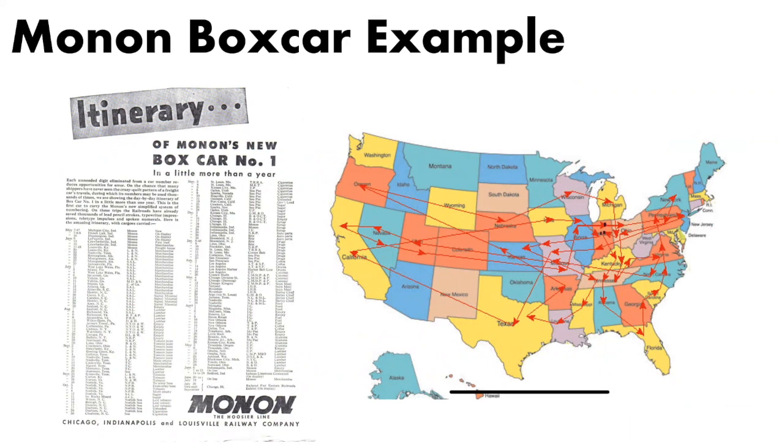The Monon Railroad, which is a very small railroad in Indiana, advertised that they put out boxcar number 1. Actually, it was a single-digit road number boxcar. They put it out on the road for a year, and they ran an advertisement showing where that boxcar went. And as you can see, they're utilizing the rules throughout this entire year. You can see there were some moves here that didn't make sense.